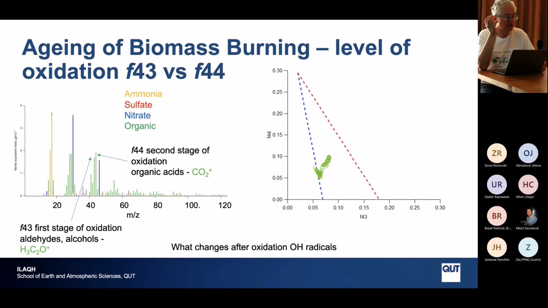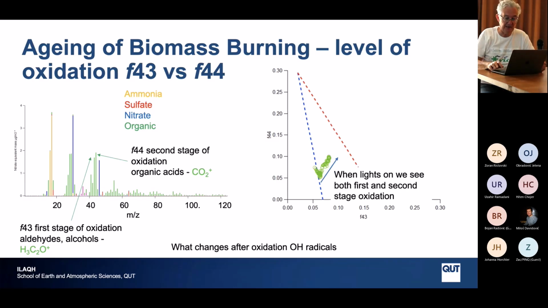is proportional to the second stage of oxidation. So by looking at the changes, how much of the molecules go from F43 to F44, we can estimate what level of oxidation is occurring. So if we plot on the x-axis the concentration of the fragment F43, and on the y-axis the concentration of the fragment of mass 44, we get this sort of F44, F43 graph.